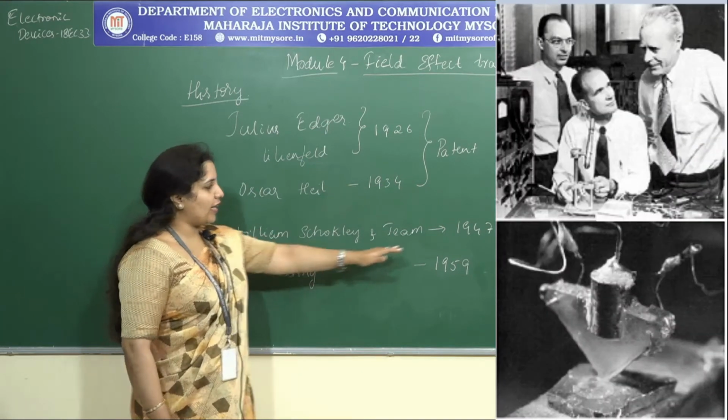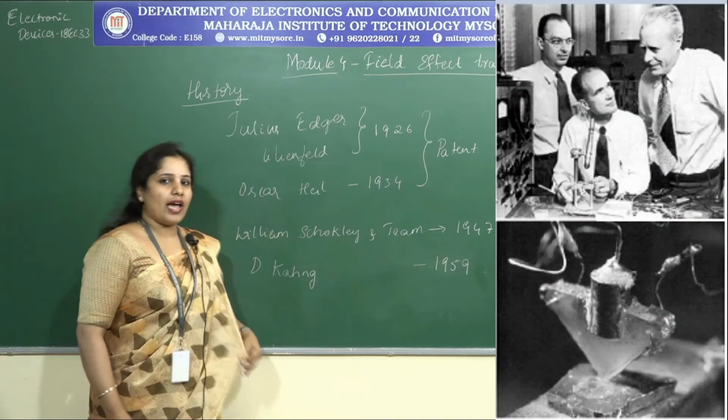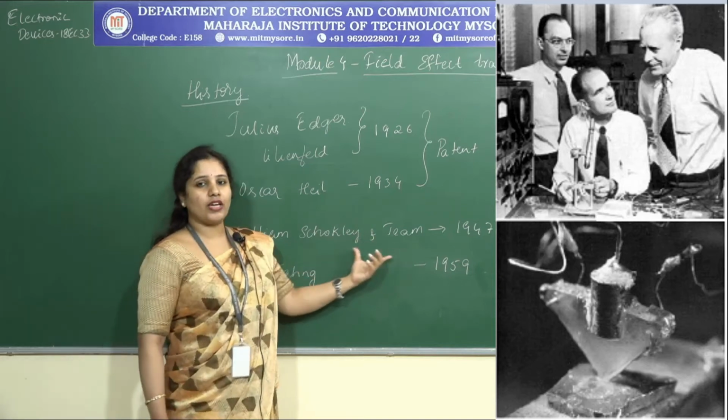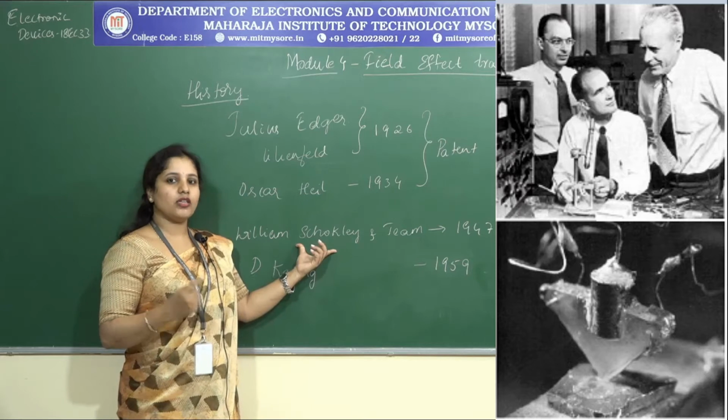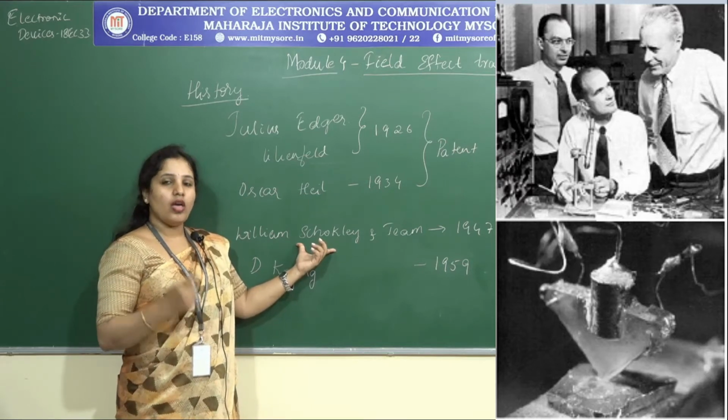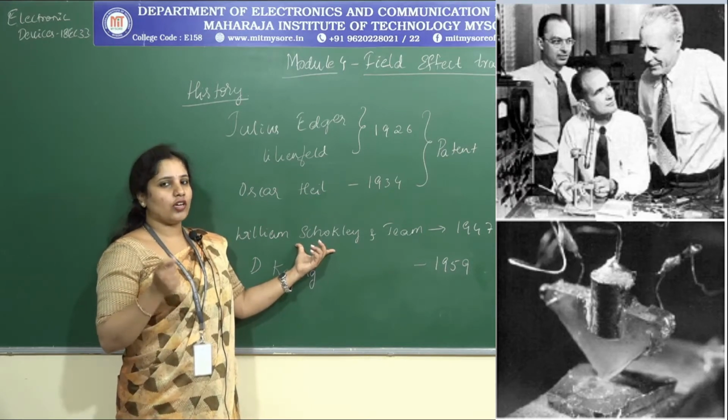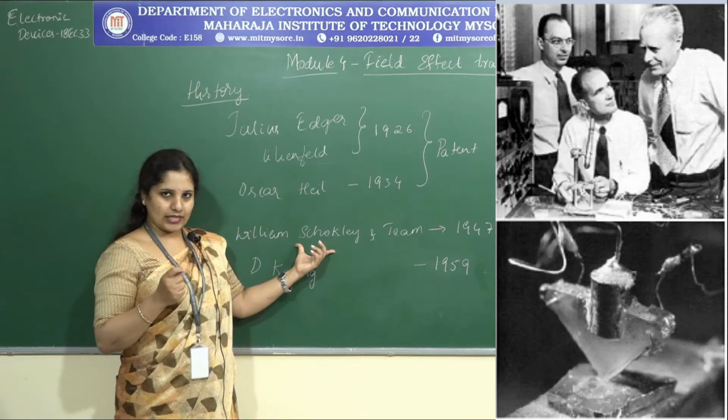Then after that, in 1947, William Shockley and his team tried to construct what is called a field effect transistor, but they failed to do so, and that is when they came across what is called the point contact transistor.